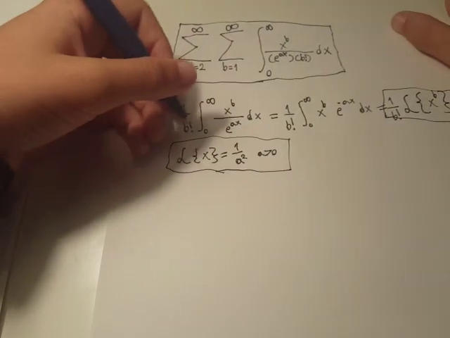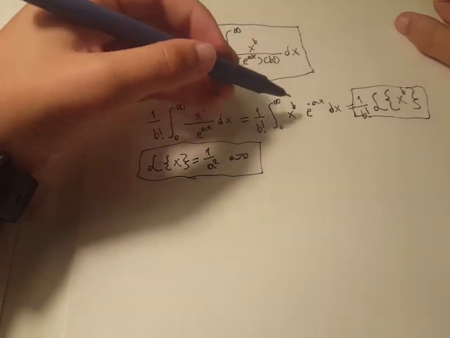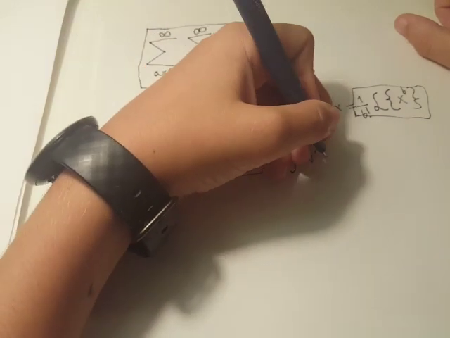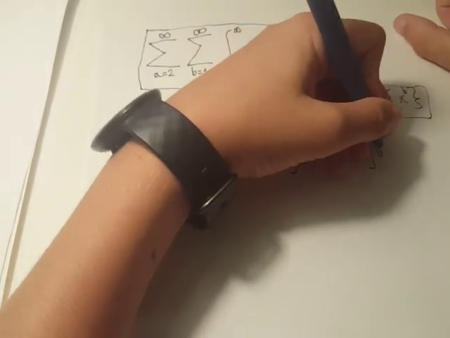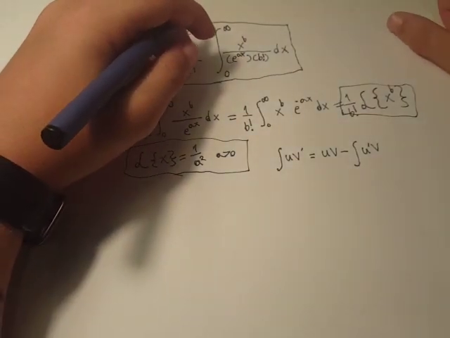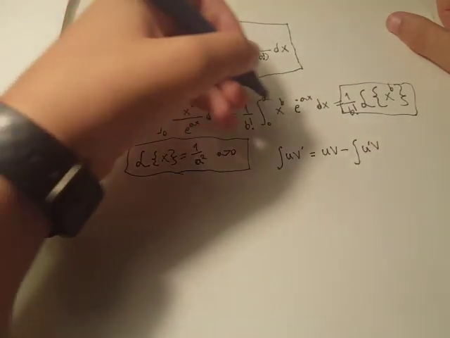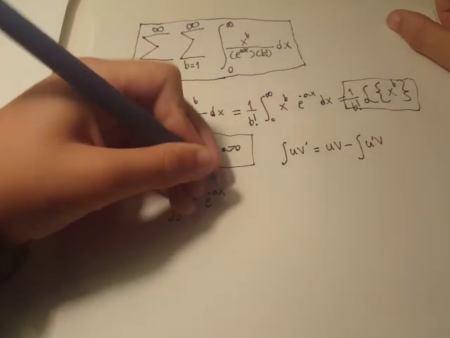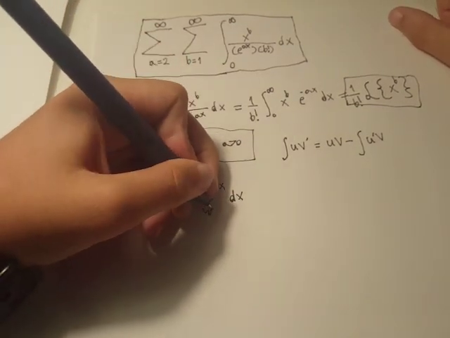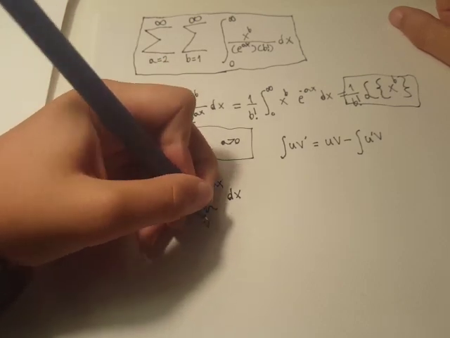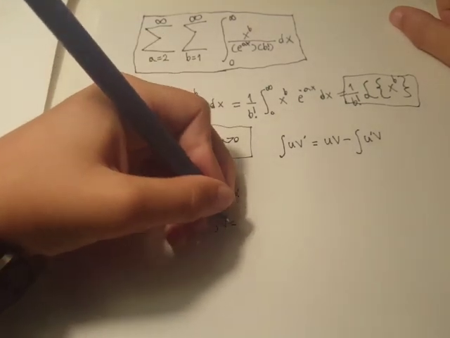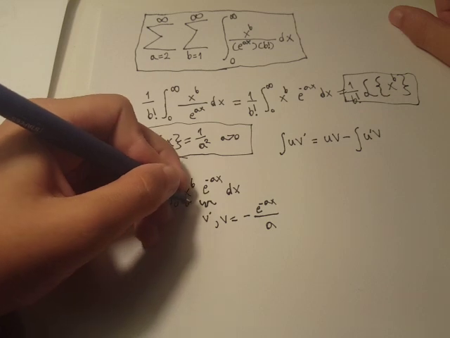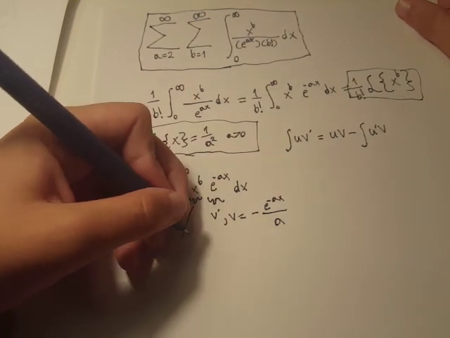Now, we're going to use integration by parts to evaluate this integral. So the formula for integration by parts is the following. So, now let's rewrite this integral here to solve it. We're gonna set e to the negative ax to be v prime, thus v is negative e to the negative ax over a, and we're gonna set x to the b to be u.